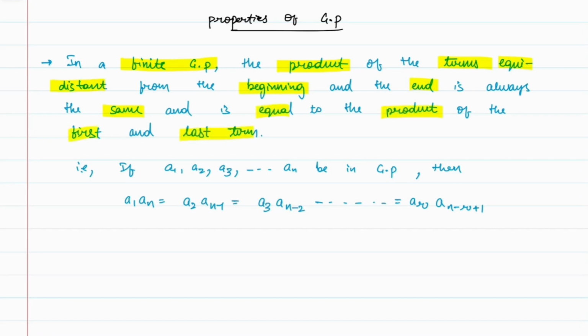So suppose we take a sequence A1, A2, A3, so on up to AN is in GP, then the product of the terms equidistant from the beginning and the end. The first term from the end and the beginning will be A1 and AN. So A1 into AN will be equal to the second term from the beginning and the end, that is A2 and AN minus 1. So A2 into AN minus 1 will be equal to A3 into AN minus 2, so on up to AR into AN minus R plus 1.